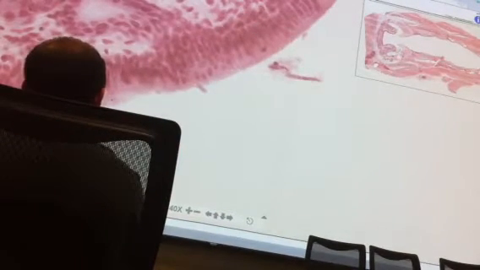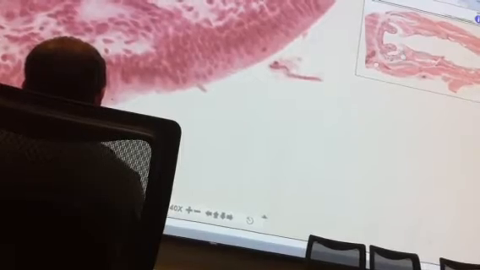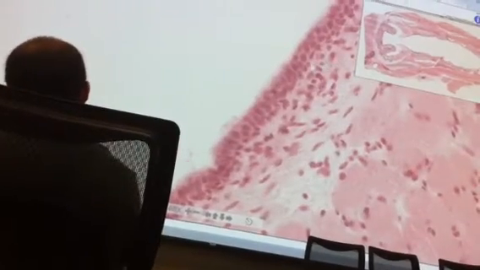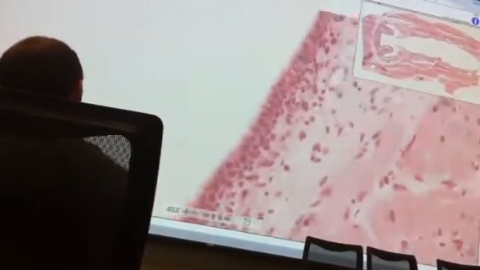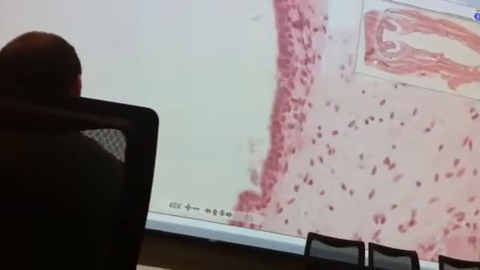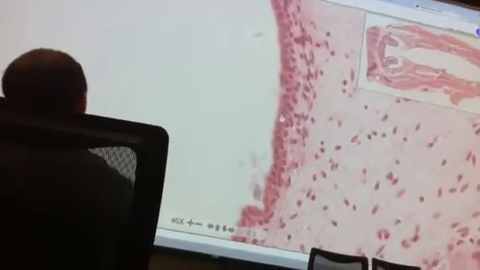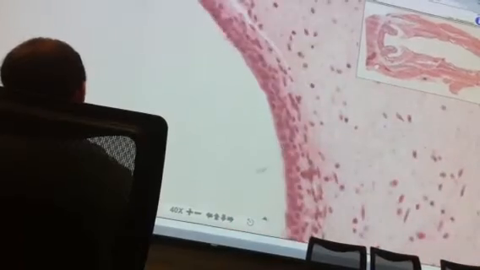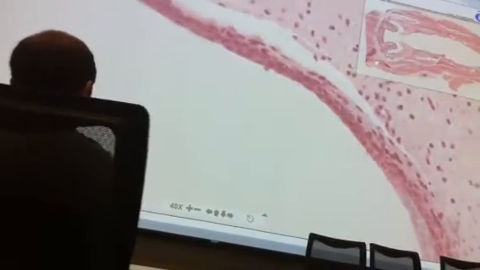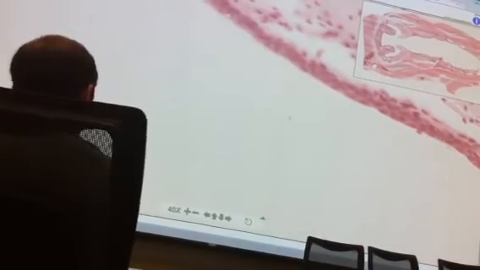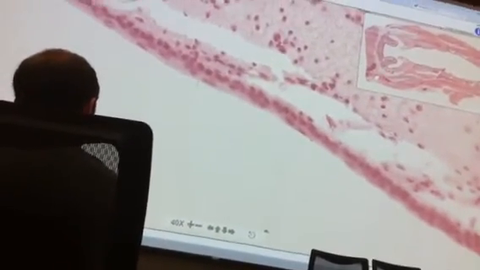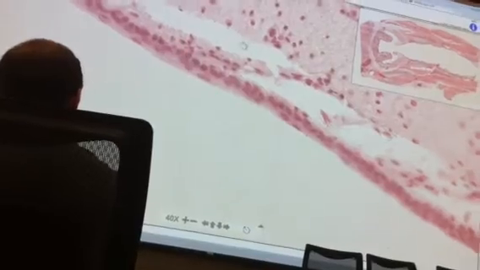Then if we jump over to here, now we're starting to get to that stratified squamous epithelium. And you can see you're transitioning. Here you've got more of a cuboidal epithelium, and then you're going to transition to that stratified squamous as you get out on that vocal fold.